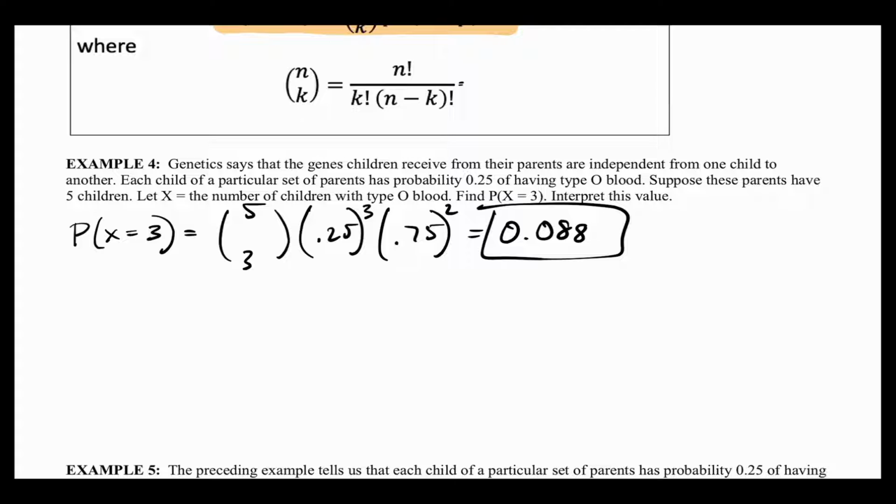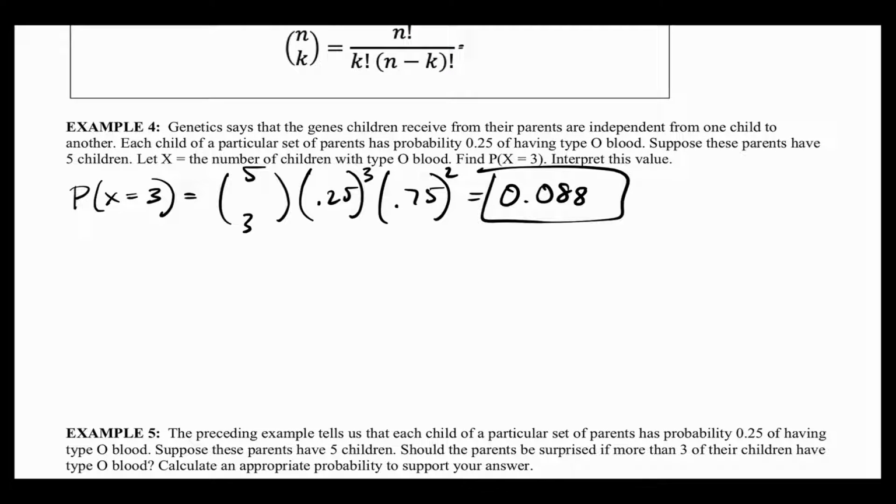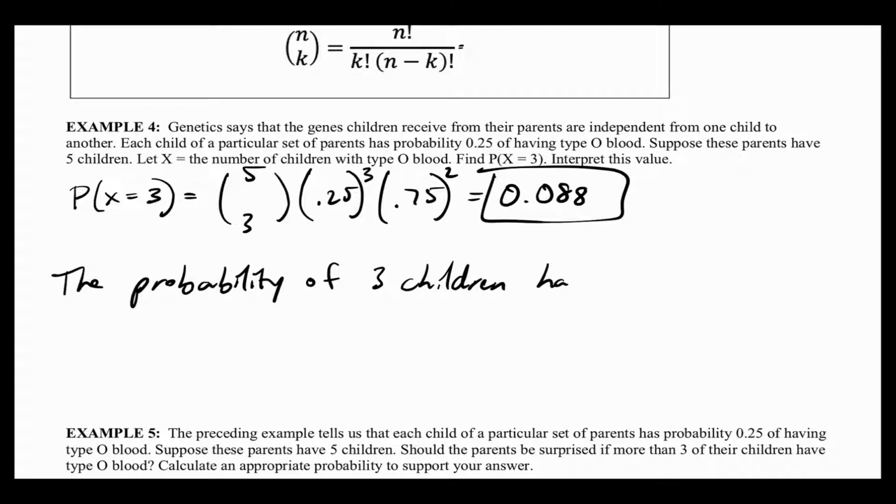Now we have to make sense of that number. The probability of 3 children having type O blood is 0.088. That's it.